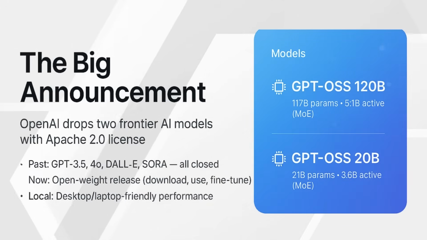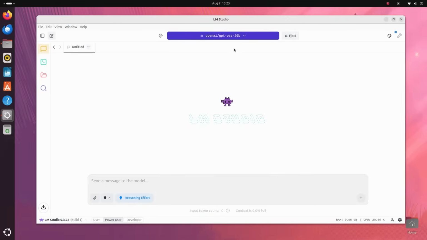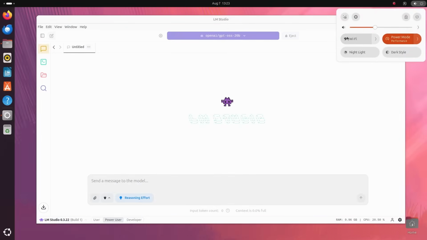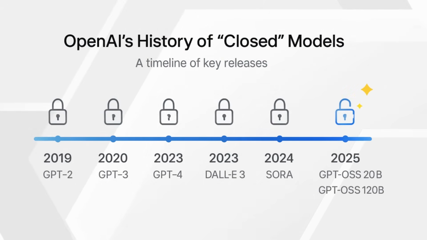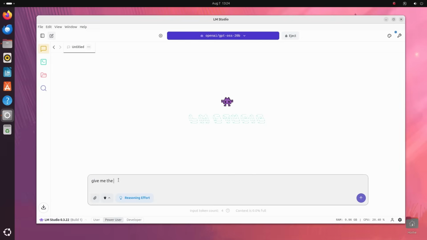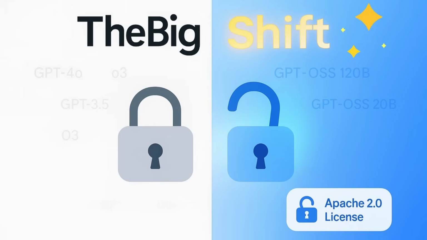OpenAI and ChatGPT are big names in the world of AI, possibly the biggest names. But OpenAI has not really stood up to its name, as all their models, GPT 3.5, 4.0, O3, DALL-E, Sora, they've all been closed source. But that changed suddenly as OpenAI dropped two frontier models as per their sizes with Apache 2 free license.